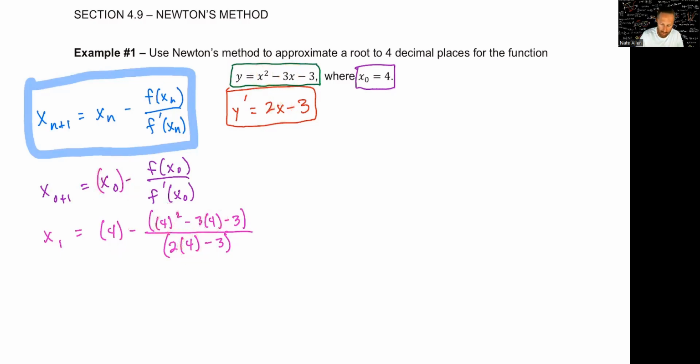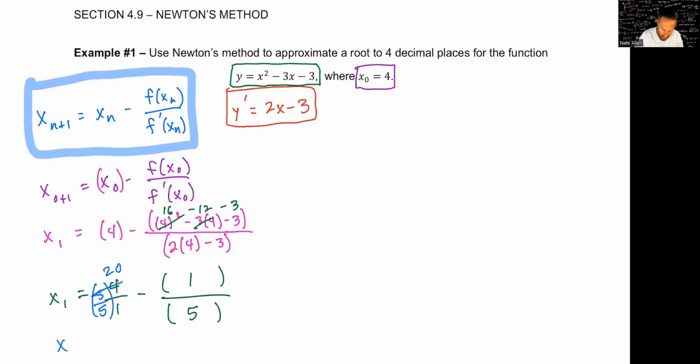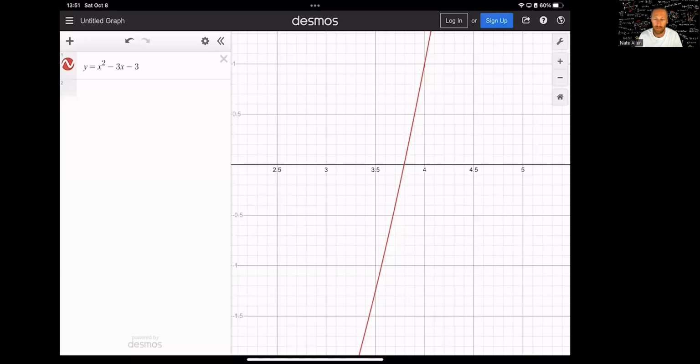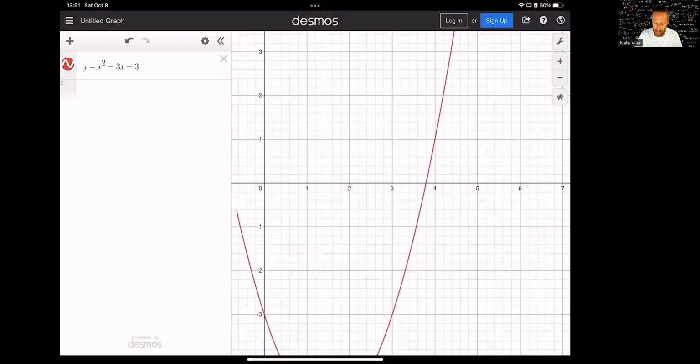Now we just got to clean this mess up and then do the subtracting, which I'm going to need a common denominator. So multiplying by my fancy 1, I get 20 over 5 minus 1 over 5. So we just found x1 to be 19 over 5, which if you'd rather use the decimal form would be 3.8. Now I say use the decimal form. Is that our answer? Well, we know it's pretty close to that. Somewhere between 3.5 or 4 when we looked at our graph.